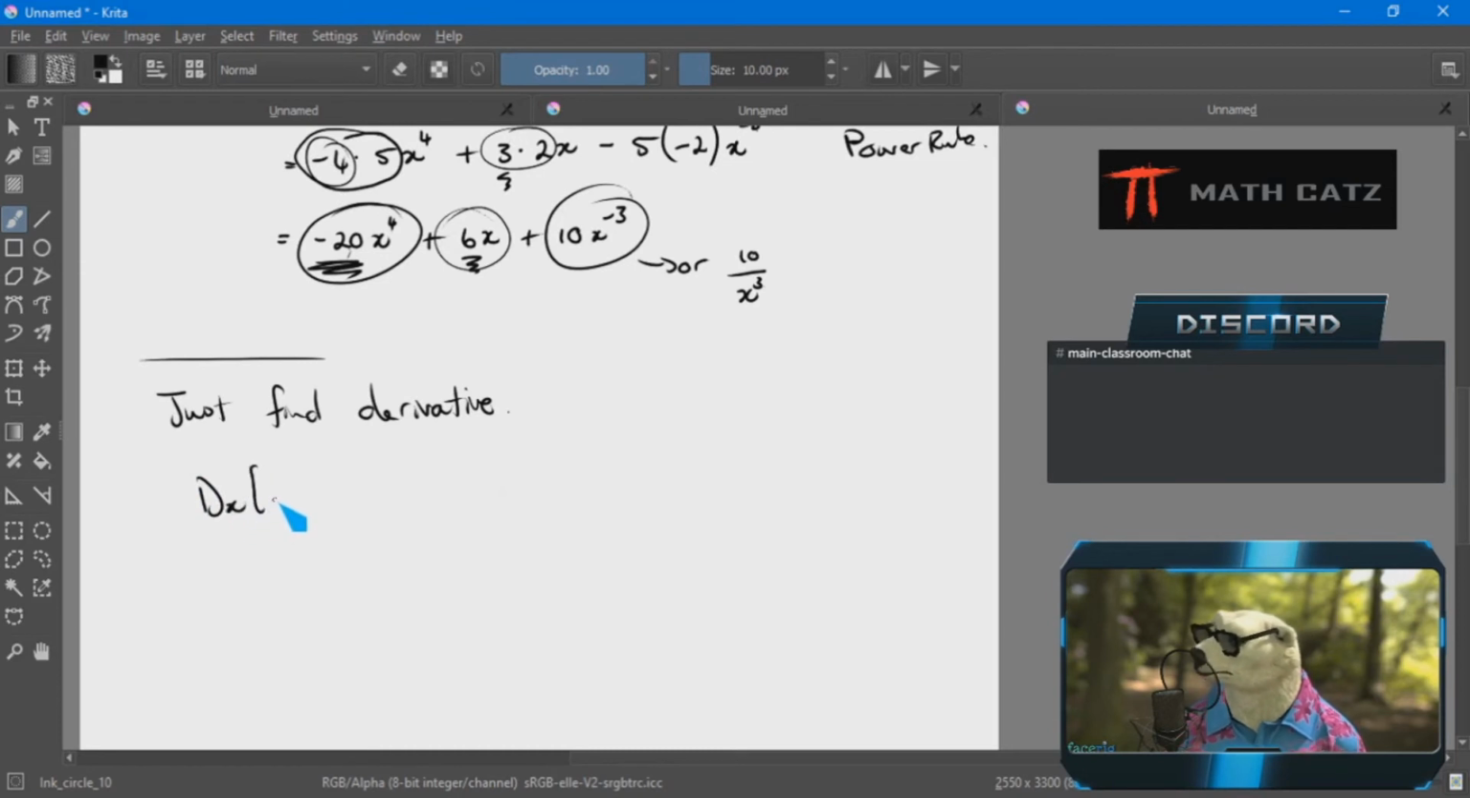Let me just copy it again here. What was it? -4x to the 5 plus 3x squared minus 5 over x squared. And I just want to find it. Let's suppose that's my goal. Then I can say, well, I've seen this now thousands of times, and I can merge it and say -20x to the 4.